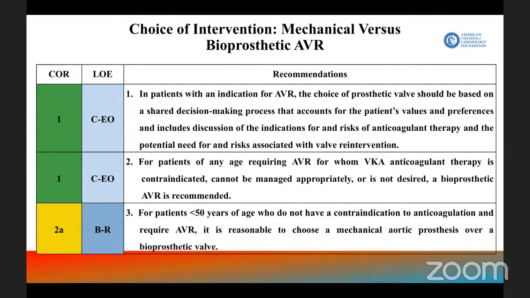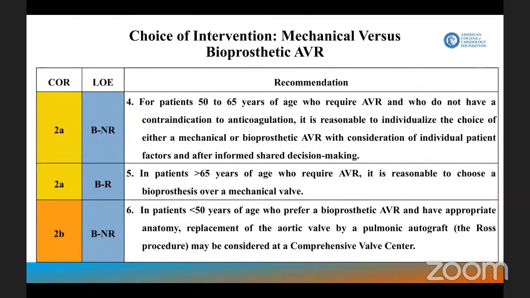For patients of any age requiring AVR, for whom vitamin K antagonist anticoagulant therapy is contraindicated or cannot be managed appropriately or is not desired, then a bioprosthetic AVR is recommended as a class 1. For patients less than 50 years of age who don't have a contraindication to anticoagulation and require AVR, then it's reasonable to choose a mechanical aortic prosthesis over a bioprosthetic valve as a class 2A.